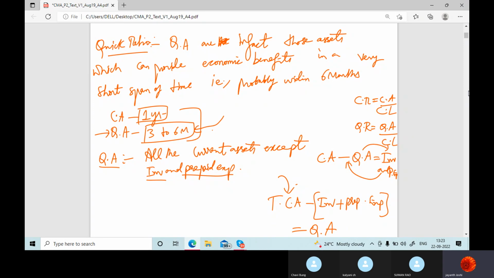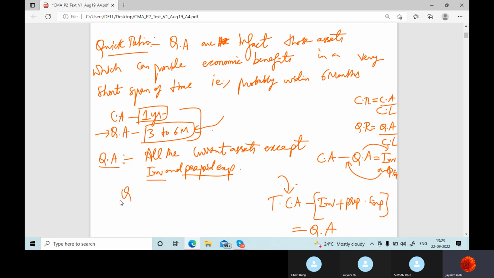So it is very simply understood. Current assets would take more than 6 months or around 1 year to give you economic benefits. Quick assets can give you economic benefits in a shorter duration of time when compared to current assets. It would take just 3 to 6 months. So these quick assets are nothing but a refinement of current assets.